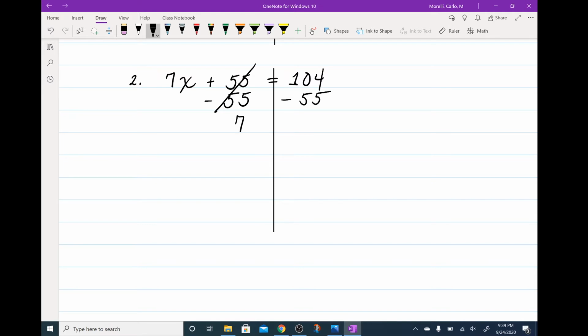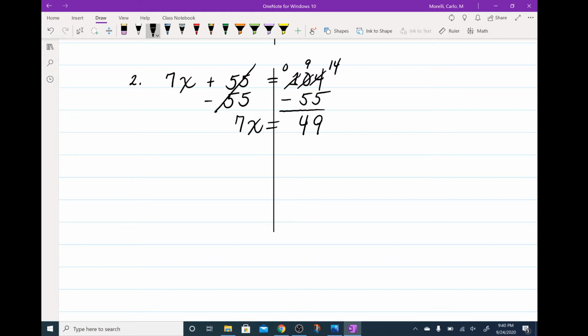And now we're going to write 7x equals. And we're going to draw a line here. Now we're going to perform subtraction. I can't take 5 from 4, so I'll borrow, but I can't borrow from 0, so I'll borrow from 1. This is 0. This becomes 9. And this 4 becomes a 14. Remember, we add 10. So we take 14 minus 5. We get 9. 9 minus 5 is 4. So now I have 7x equals 49.